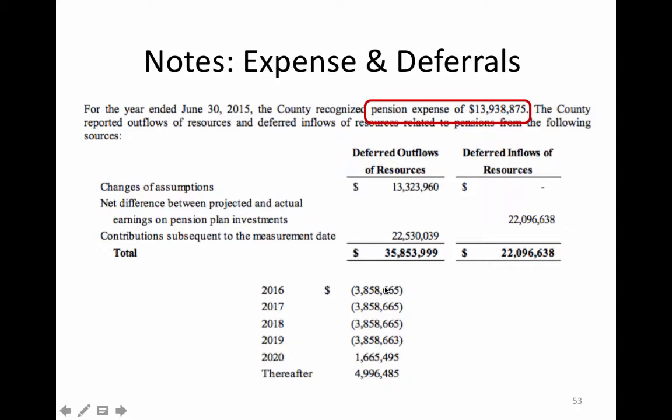But you can see that the combination of these deferred outflows and deferred inflows is going to net against pension or OPEB expense by about $3.8 million for each of the next 4 years. It's going to add to pension expense by about $1.6 million in 2020. And that's just on top of all those things that are recognized in pension expense immediately, like service cost and interest on the total liability.